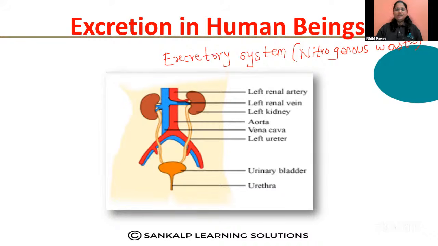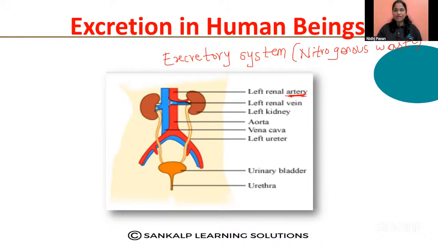Okay. So here the excretory system consists of, here you can see two blood vessels. Left renal artery, we can see the artery. It takes the blood from the heart because the cells of the kidney also need oxygen to function. So the renal artery takes the oxygenated blood from the heart.